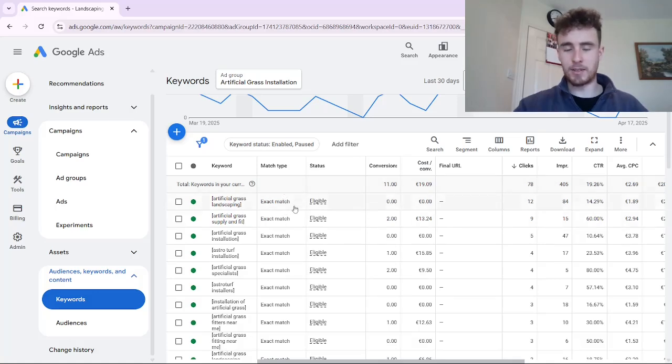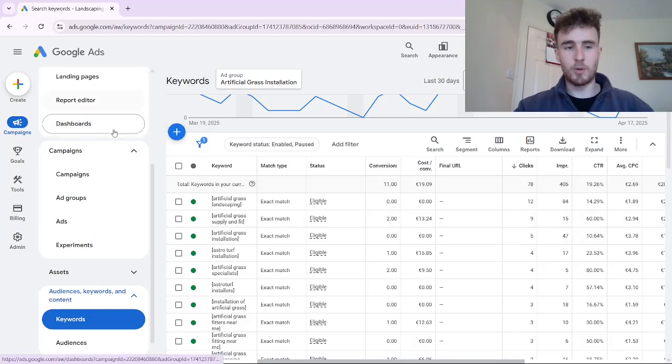And as well as having your keywords as exact match as an extra measure to make sure that your searches are highly relevant, you also want to make sure that the keywords themselves all have some level of intent. So, for example, we wouldn't have artificial grass or artificial turf on its own as a keyword for this campaign because that can mean a lot of things, including someone just looking to buy the product itself, and doesn't necessarily mean that that person is looking to get artificial grass installed by a landscaping company.